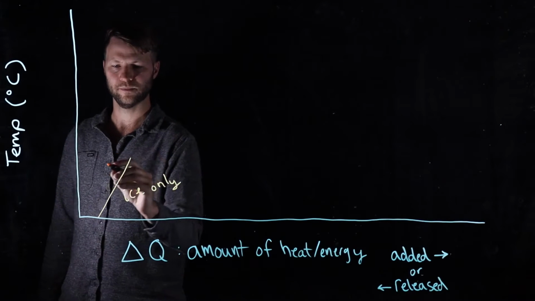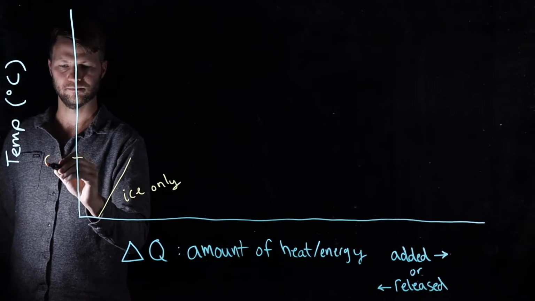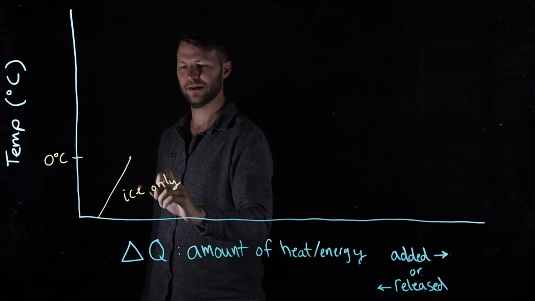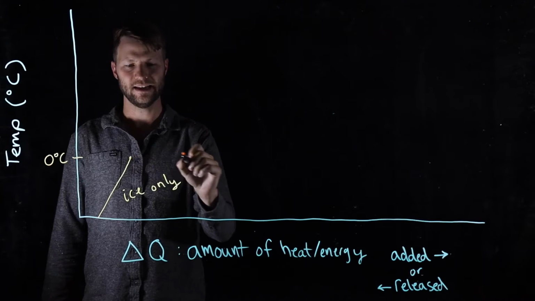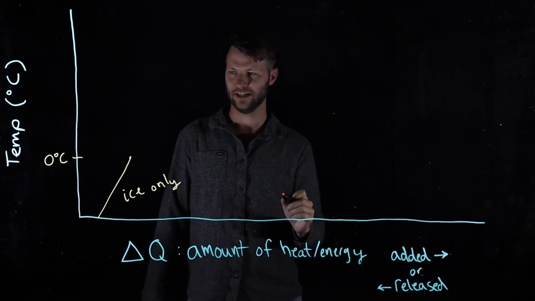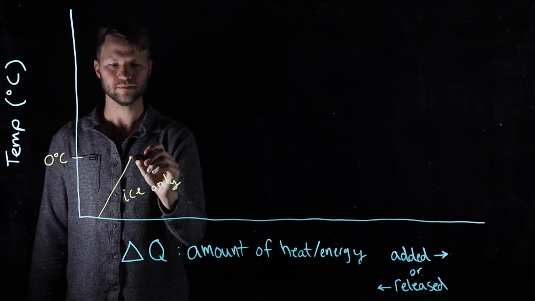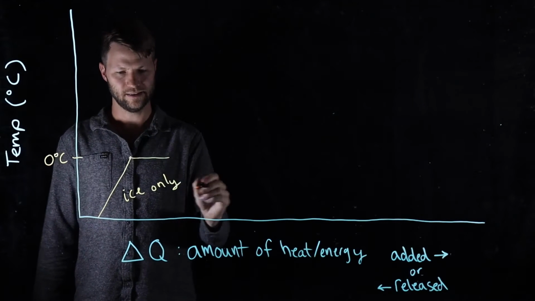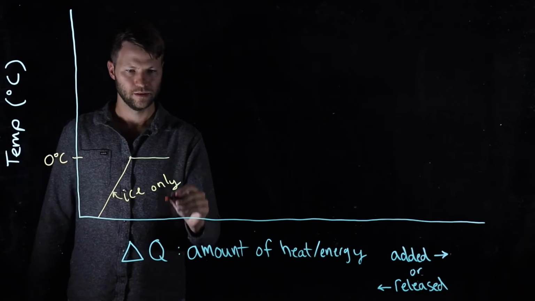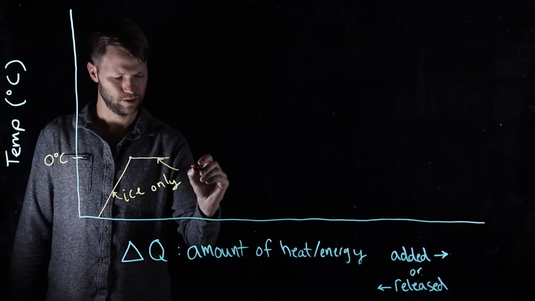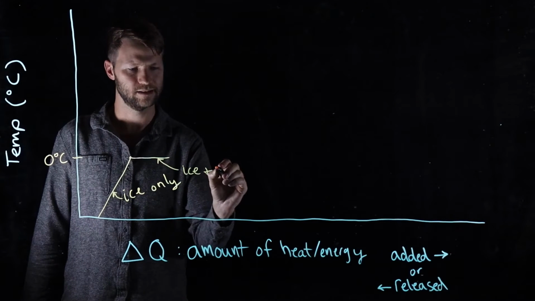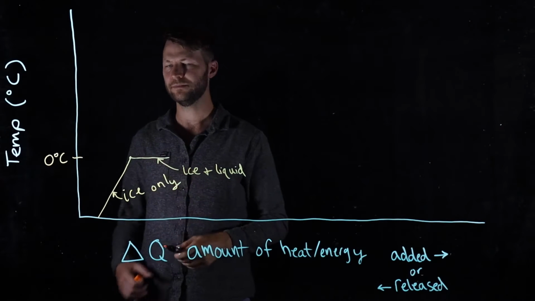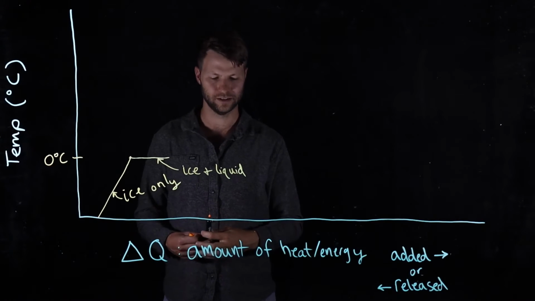At a certain point here, namely at 0 degrees Celsius, we're going to hit this temperature when something special happens. We keep adding heat, but the temperature of the ice actually doesn't change. Instead, it starts to melt. And as we're moving along here, we're adding heat, and at this point in our plot, we've got something special where there's both ice and liquid water together. So we're adding heat, we're not changing the temperature of the ice, but instead we're causing it to melt.